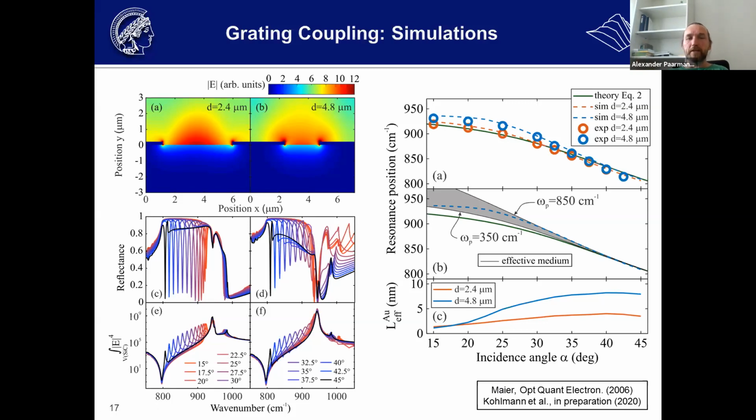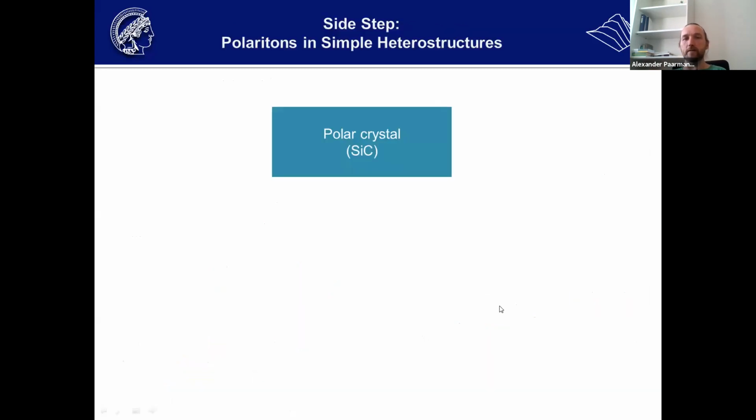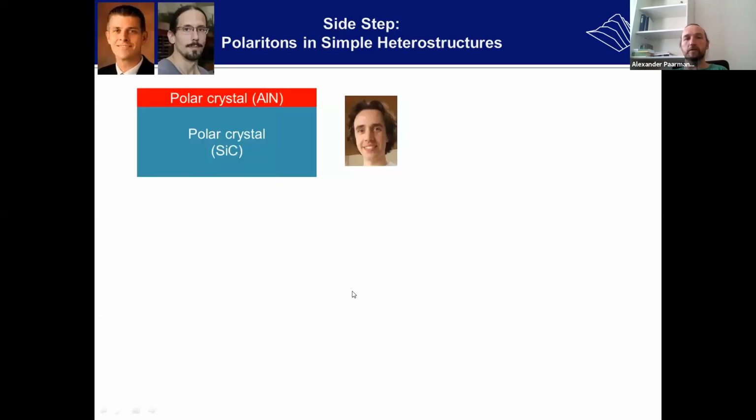I just do a 1-minute sidestep to say that this idea of modifying the dispersion of the phonon polaritons is something we've been working on on multiple different fronts. I haven't talked about this here so far. Basically, using simple heterostructures, the polar crystal and then a thin film on top of it, in order to modify the dispersion of polaritons and make it more suitable to a specific application.